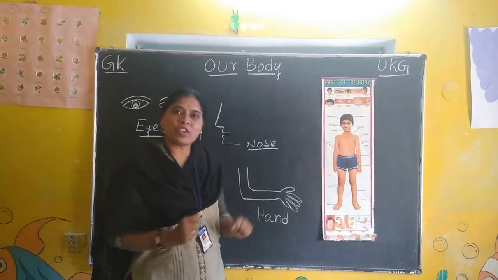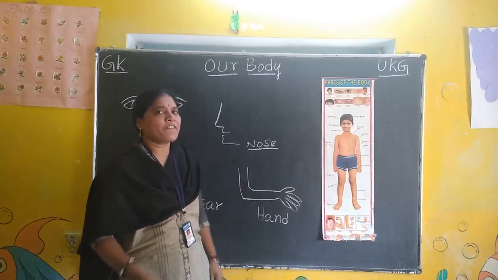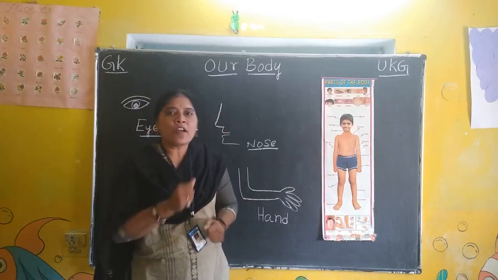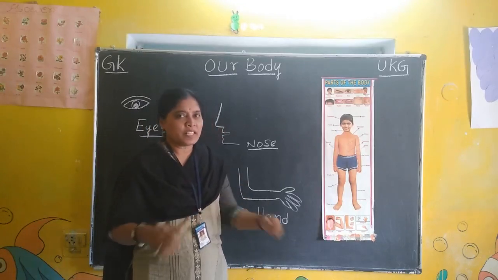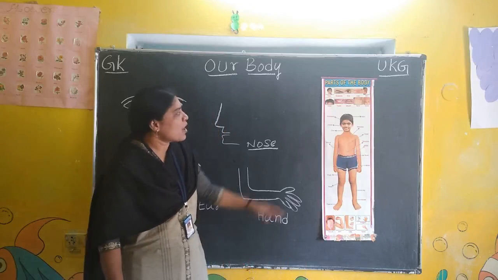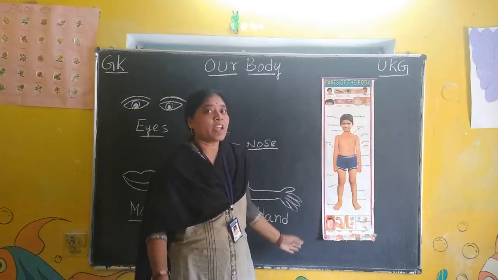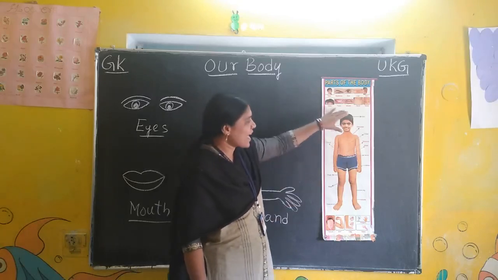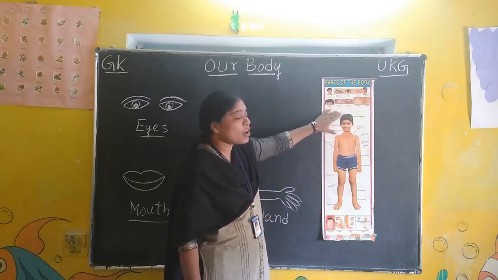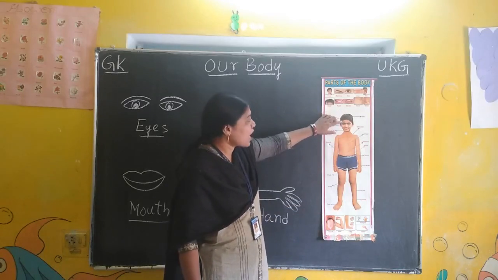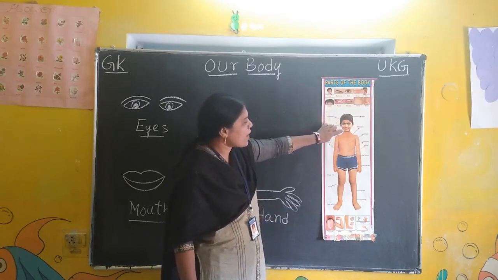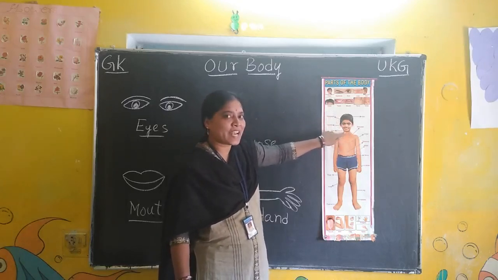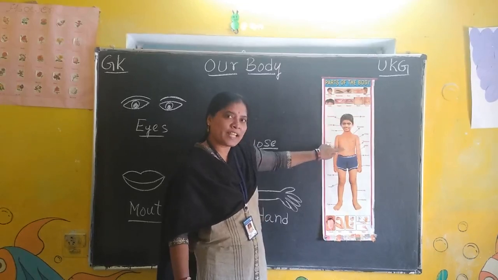And you walk with your legs. We walk with our legs. We jump, we walk, we run. This is the function of the legs. Now look here, look at this boy and look at yourself also. Look at the parts. Head. In the head, what are the parts you can observe? Eyes, nose, mouth, ears. Next, neck. Neck connects the head and the body.